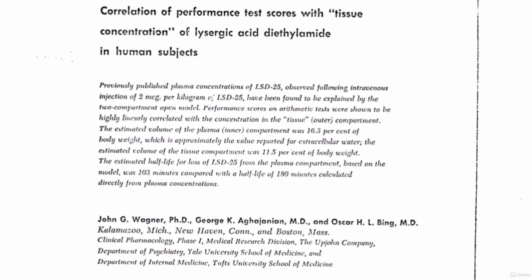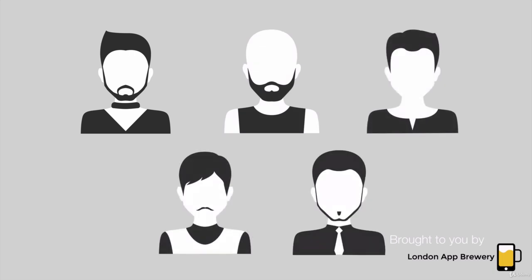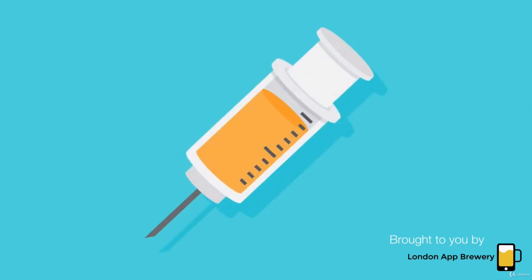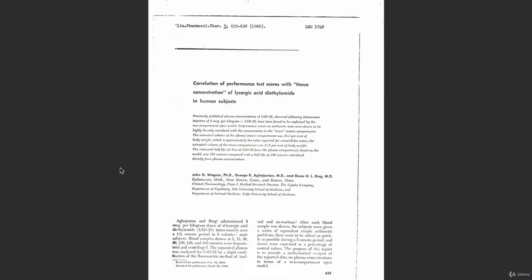In the original research paper, the three academics by the names of Wagner, Akanjanyan, and Bing get 5 male volunteers to sit math tests after being injected with drugs. Now, I reckon the fact that these drugs were administered intravenously speaks way more for the commitment of these 5 blokes than sitting math tests voluntarily. Anyhow, the specific drug in question is called, and I hope I pronounced this right, D-lysergic acid diethylamide, or LSD-25, which Google tells me is a pretty potent hallucinogen.